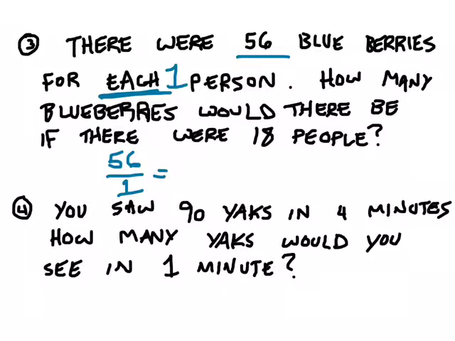Now, just like we've talked about in the past, our units have to match up in proportions, proportional relationships. So 56 was blueberries, 1 is people. Here I've got 18 people. That's going to go on the bottom, and I can be done.